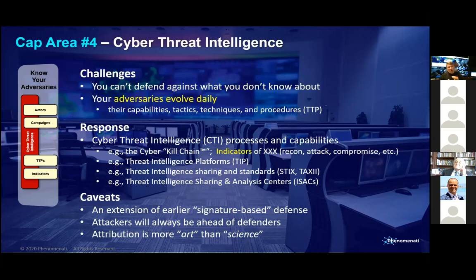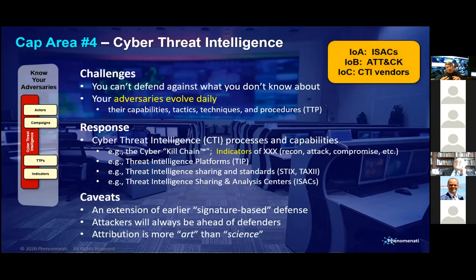The attackers are always going to be ahead of the defenders. They have time on their side. They have resources. They continuously evolve. We are always playing catch-up. And because of that, it's far more of an art than a science in terms of being able to capture this threat intelligence and make it actionable.